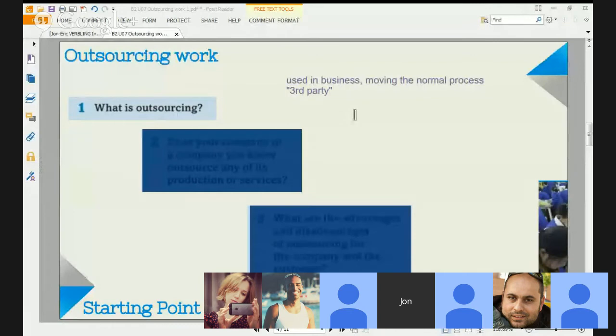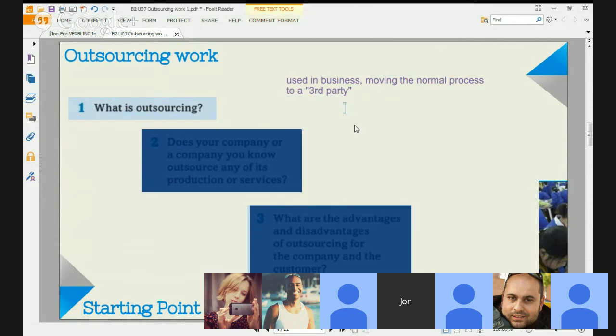Yeah. So we added one little piece of information to your definition. We said moving the normal process to a third party. Okay, so, to the third party. I think that's a pretty good definition for now, so we'll go with that. To a third party. Let me ask a question, Raphael.